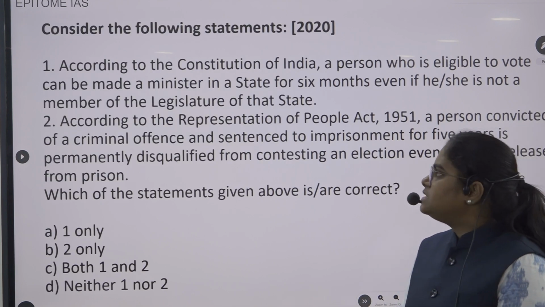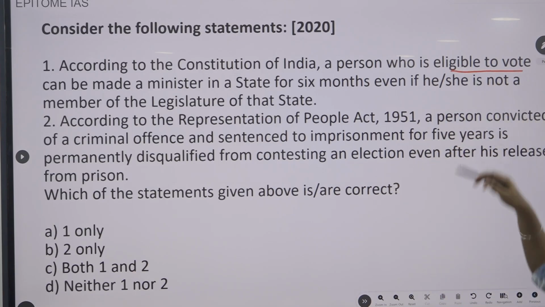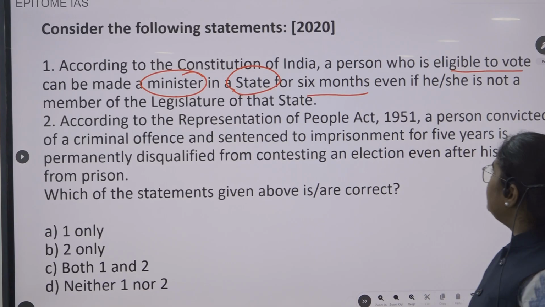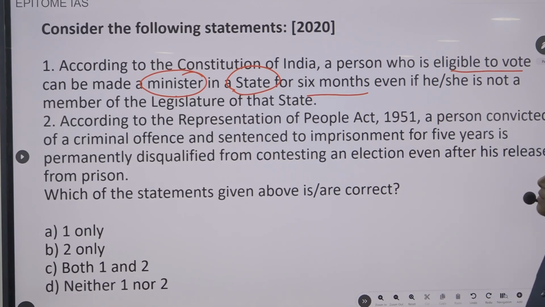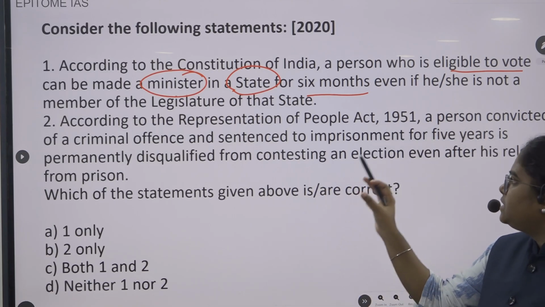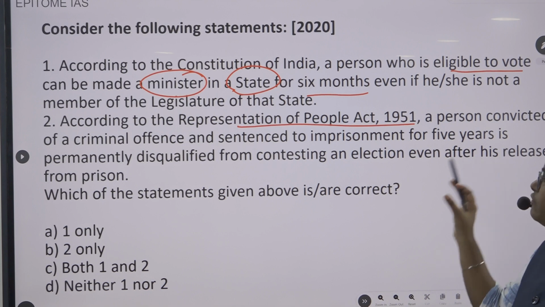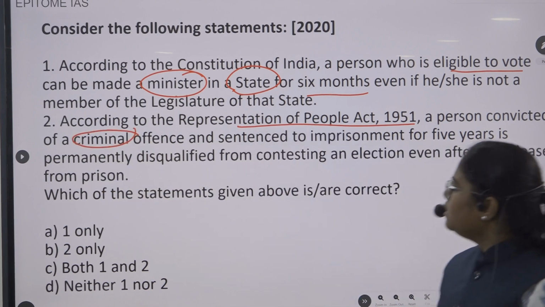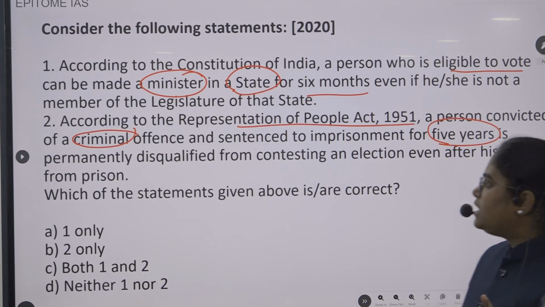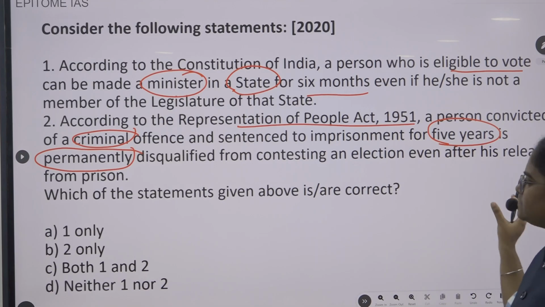Consider the following statements. Statement 1. According to the Constitution of India, a person who is eligible to vote can be made a minister in a state for 6 months even if he or she is not a member of the legislature of that particular state. Statement 2. According to the Representation of People Act 1951, a person convicted of a criminal offence and sentenced to imprisonment for 5 years is permanently disqualified from contesting an election even after his release from prison.